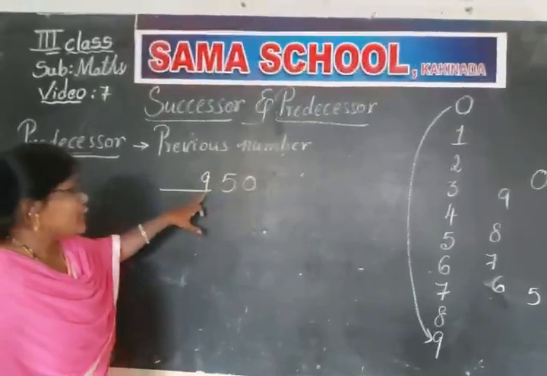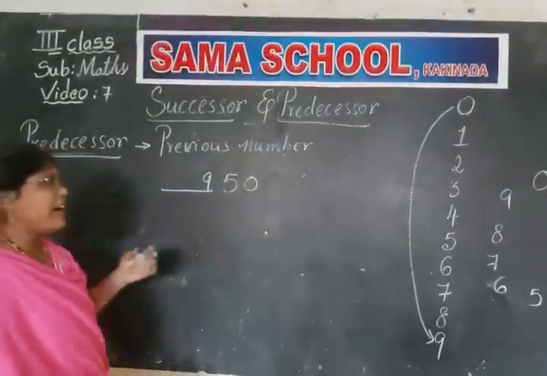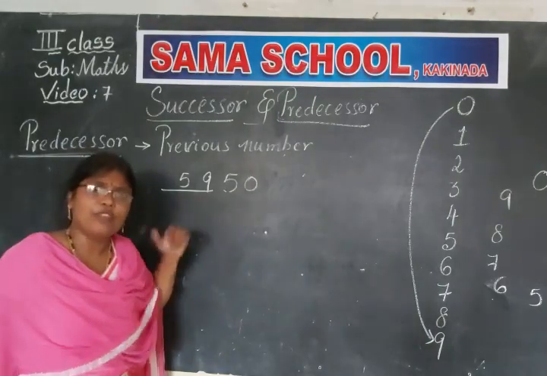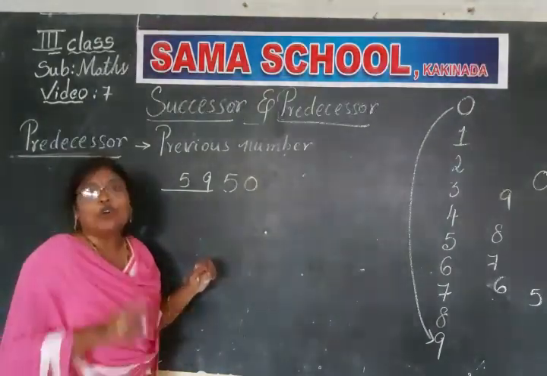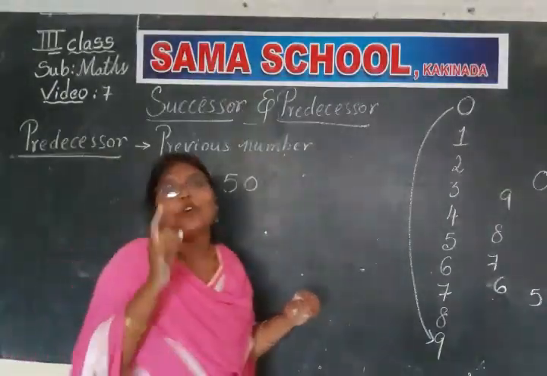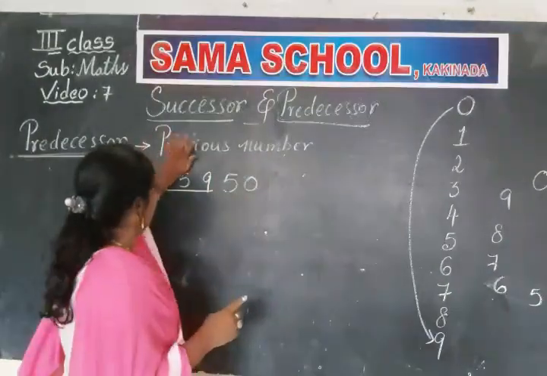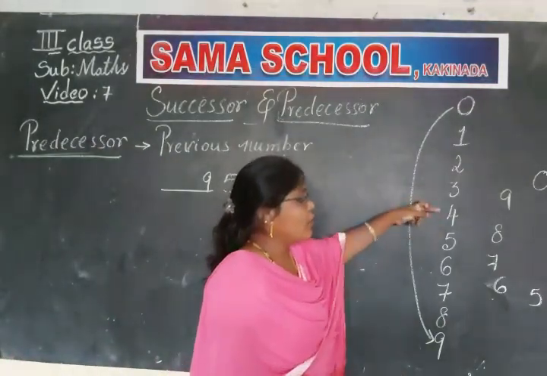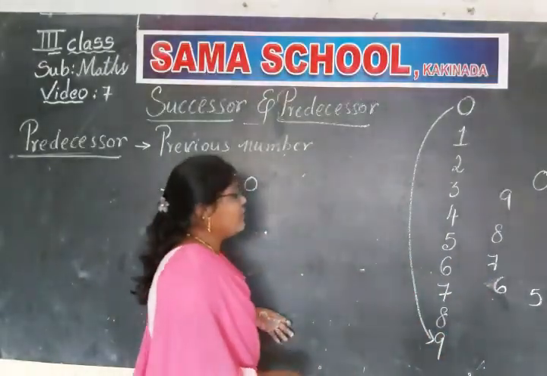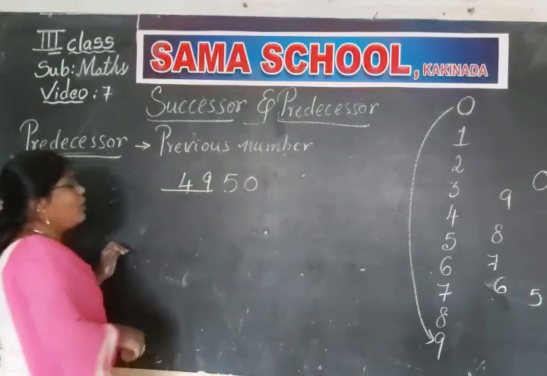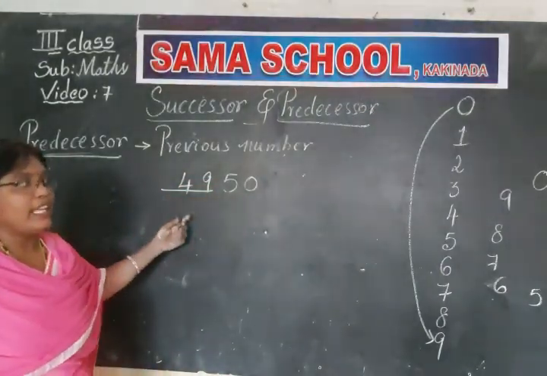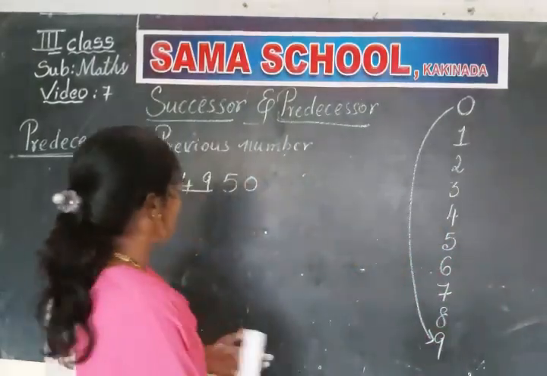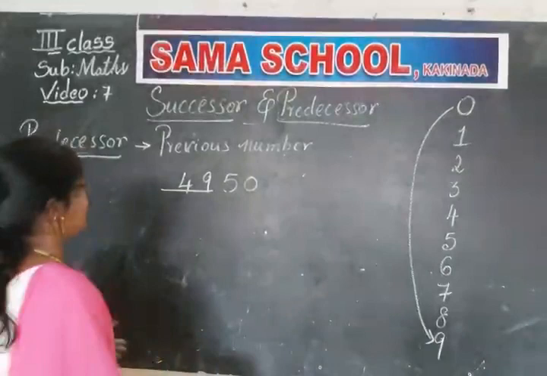So the predecessor of 0 is 9, and the digit in the ones place of 50 is... if we write 59 as the predecessor of 50, is it correct children? No. So you have to change the tens place digit also to get the correct predecessor. What is the digit in the tens place? 5. The predecessor of 5 is 4. So what is the predecessor of 50, children? 49.